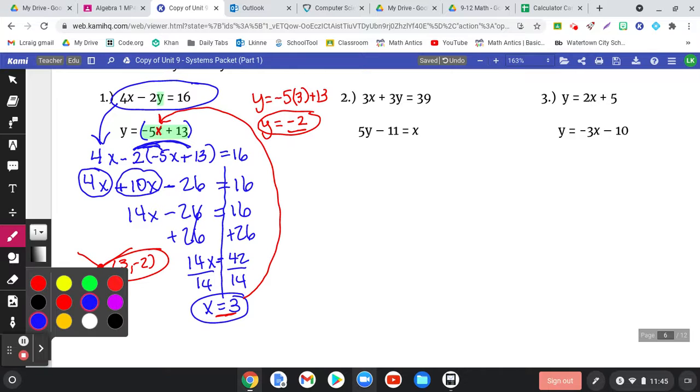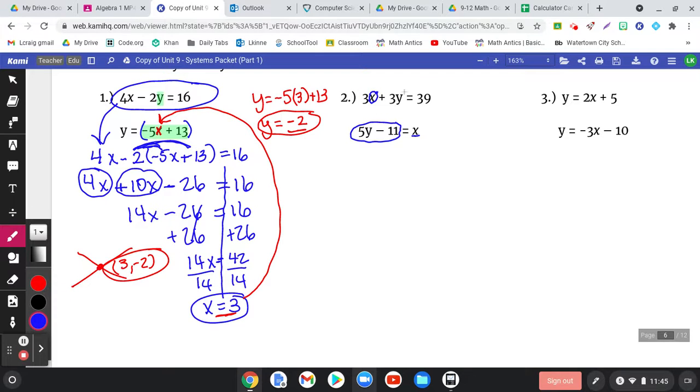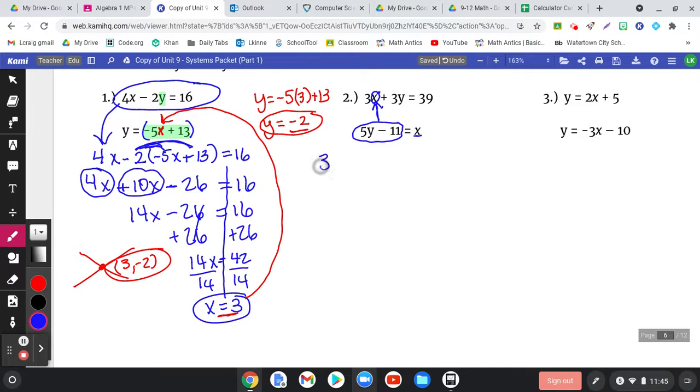All right, in the next one, I see x equals. It's the same as this. So I'm going to take the x out of the other equation. I'm going to substitute this 5y minus 11 in for x. We're not going to see the x anymore. It's going to be replaced by that. So instead of 3 times x, we're going to do 3 times 5y minus 11, because that's what x is equal to. And then rewrite the rest, plus 3y equals 39.